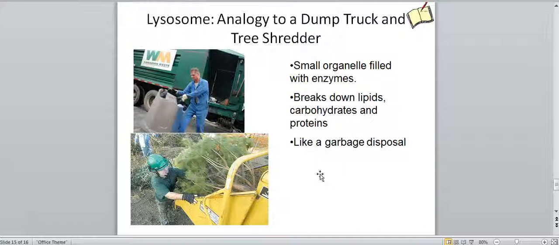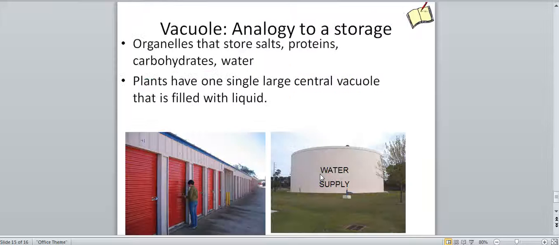If the cell was a city, the lysosome, which basically recycles waste, would maybe be like the dump trucks, the recycling center of the city, or maybe like tree shredders. If the cell was a city, the vacuole, which is a place where water and other molecules are stored in the cell, would be like a storage center, or maybe like the water supply of the city.